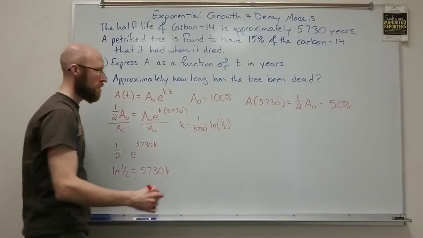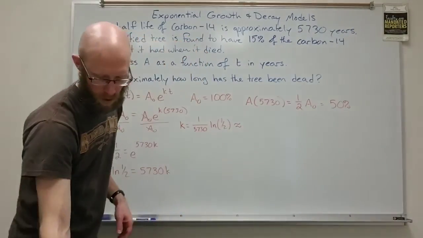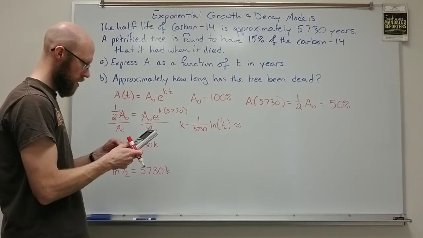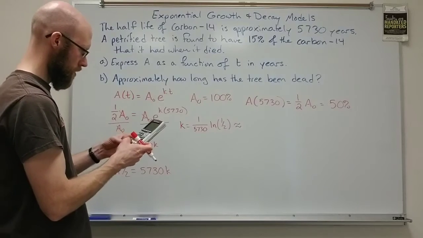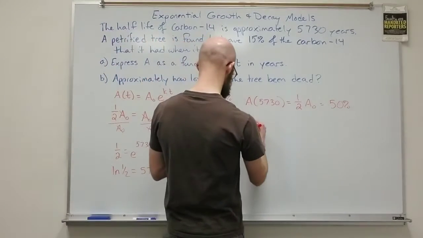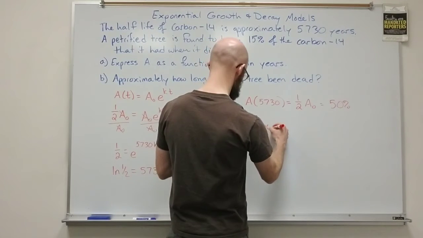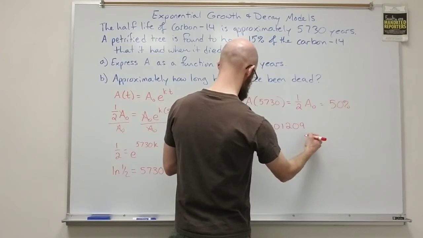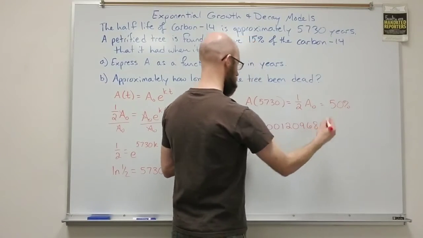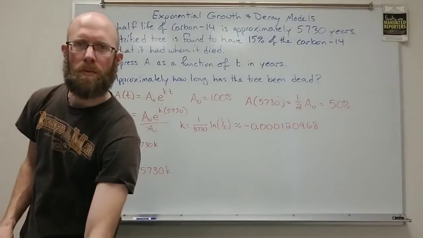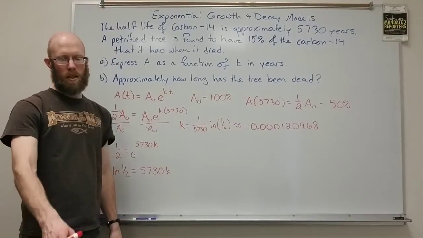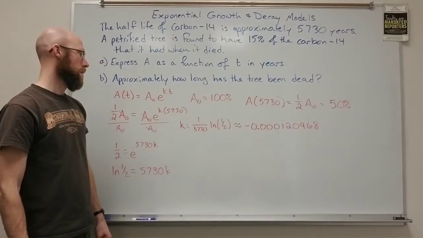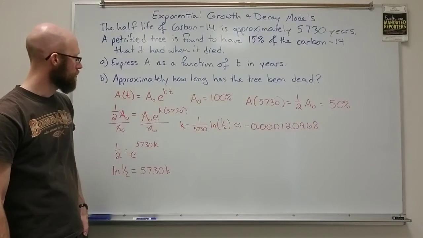Okay? And I can use my calculator to approximate that. The natural log of 0.5, close parenthesis, divided by 5730 is, oh, a very small number, negative 0.000120968. I'll leave it at that. There's a few extra decimals there, but we'll go with that many. My calculator actually put that in scientific notation, but I converted it as I wrote it down. Okay, so there's my decimal for k.